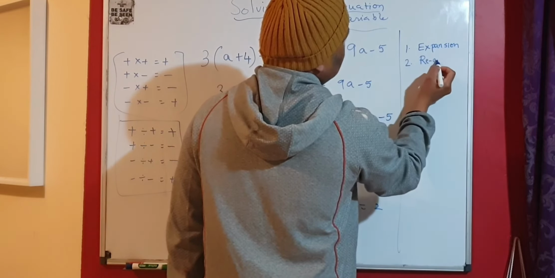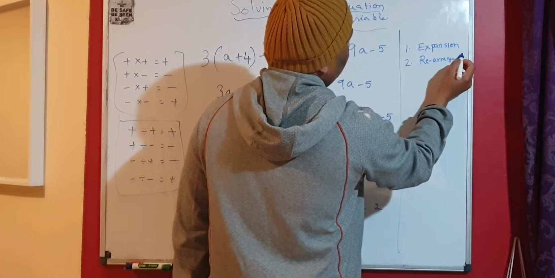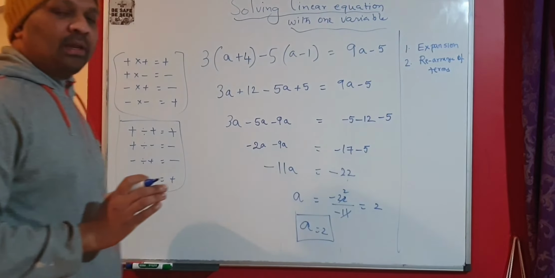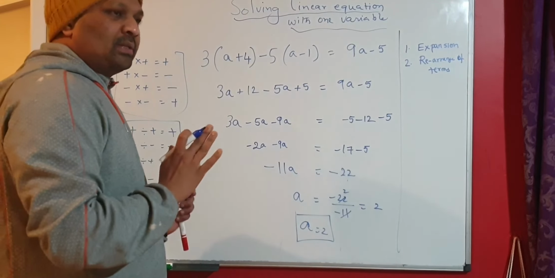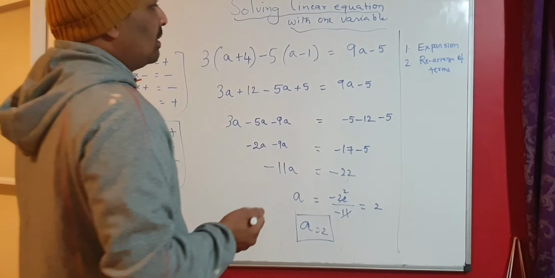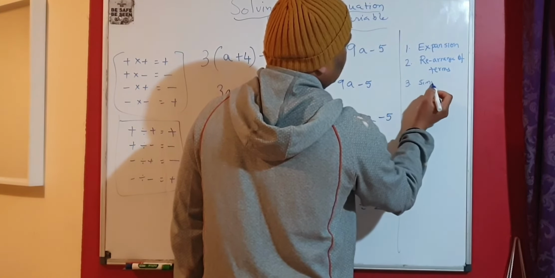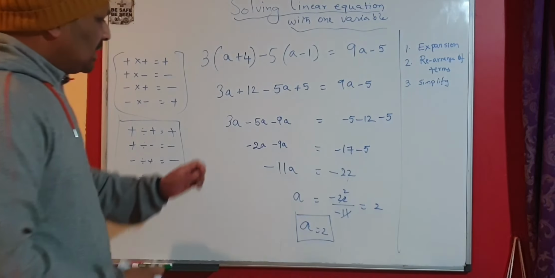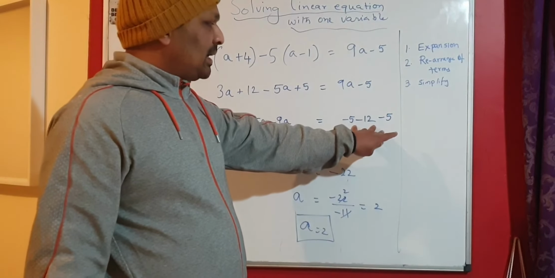The next step is rearrangement of terms. Rearrange the terms such that you bring all the terms that have the unknown quantity to one side and all the terms that have known quantities to the other side. The third step is to simplify those terms. Here at this step we got all the unknown quantities on the left side, all the known quantities on the right side.